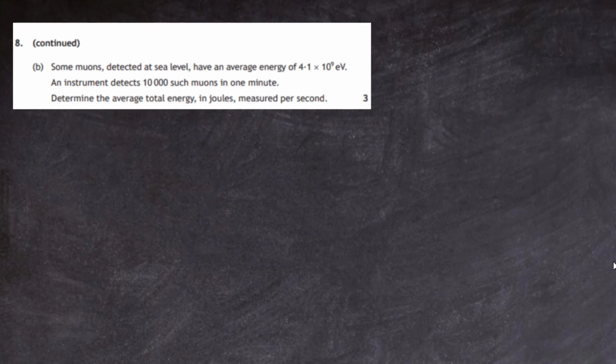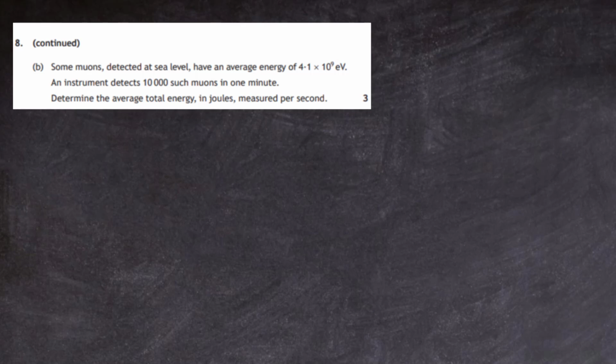Question 8 continued, part B. Some muons detected at sea level have an average energy of 4.1 times 10 to the power 9 electron volts, eV. An instrument detects 10,000 such muons in 1 minute. And for 3 marks, we have to determine the average total energy in joules measured per second.